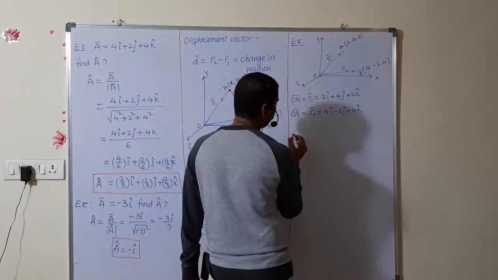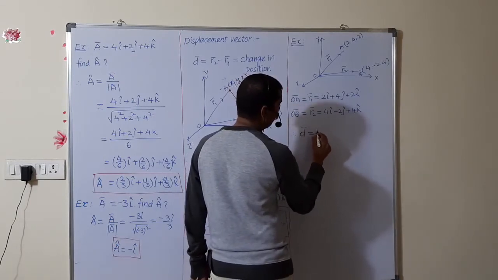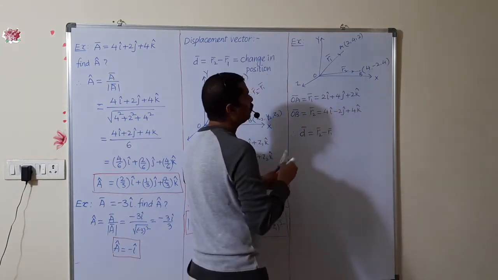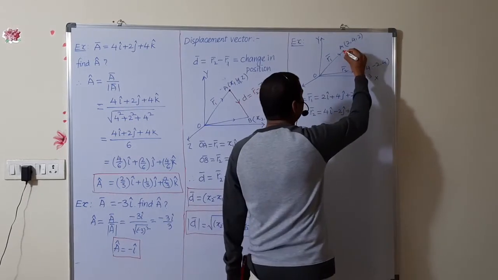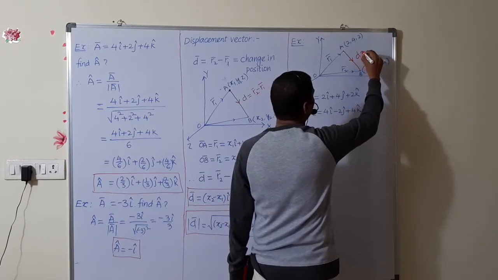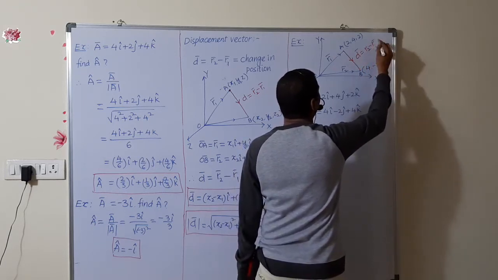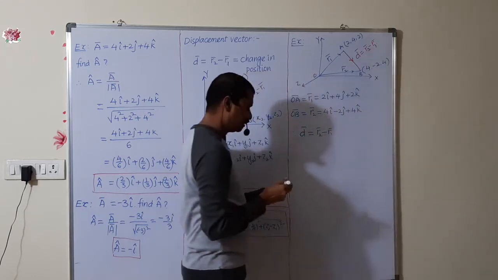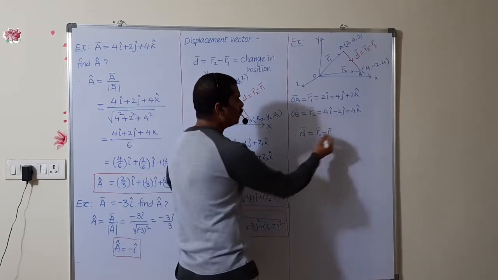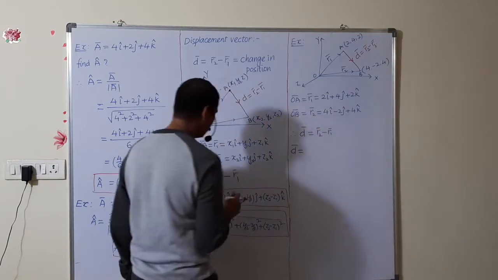Similarly, we can write the displacement vector. Therefore, displacement vector is equal to, what is the formula? R2 minus R1, from A point to B point. It is a D vector. D vector is a displacement vector. We can write it as R2 minus R1. Substitute the values. D vector is R2 minus R1.